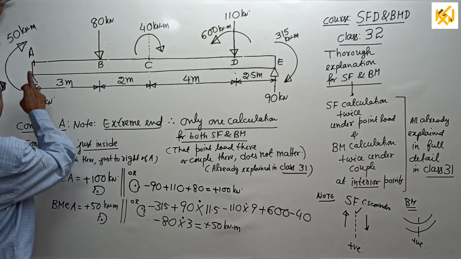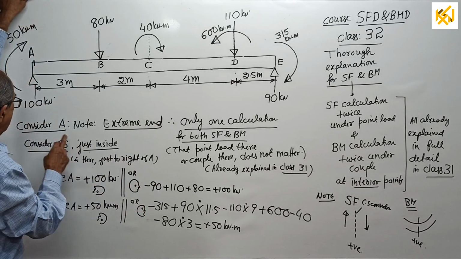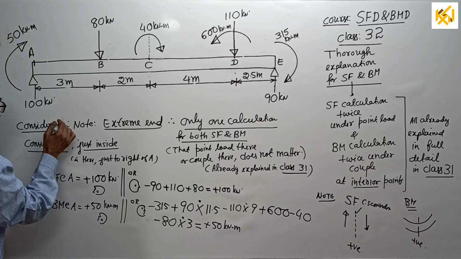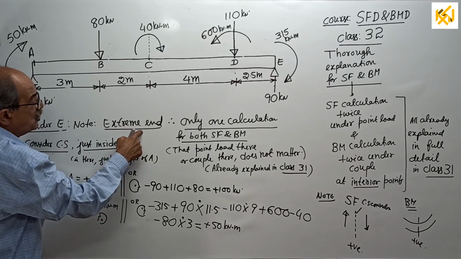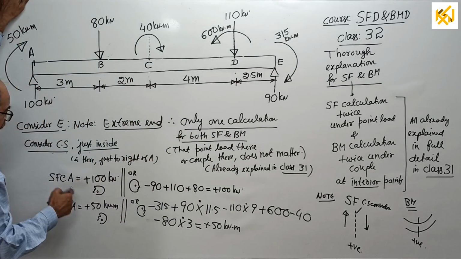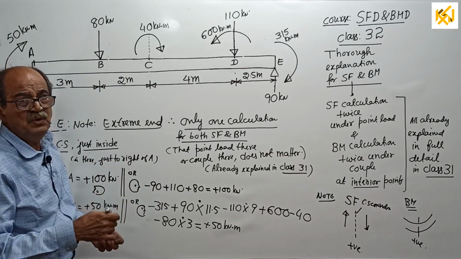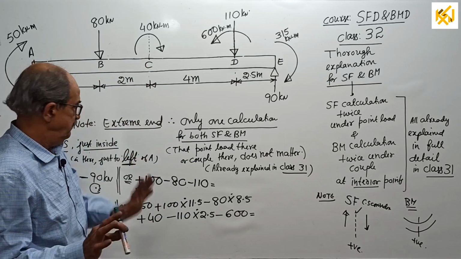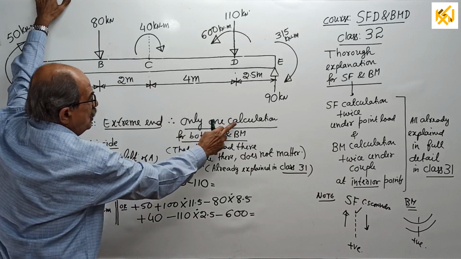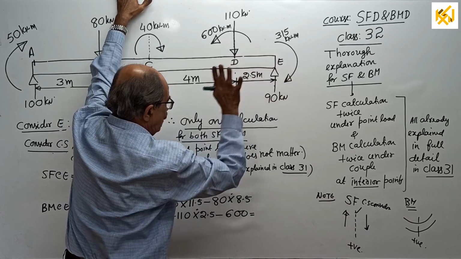Okay, now A is over. Now I will go to E, one more support. Note, consider E instead of A; I will change it later. Once again, same note, extreme end. Only one calculation for SFBM, all the statements will be same, but numerical value will change. I will remove this one and change it to E now. Okay, ready. Now come to E. As I told, extreme end, only one calculation for both SF and BM. That point load hardly matters, or couple hardly matters.